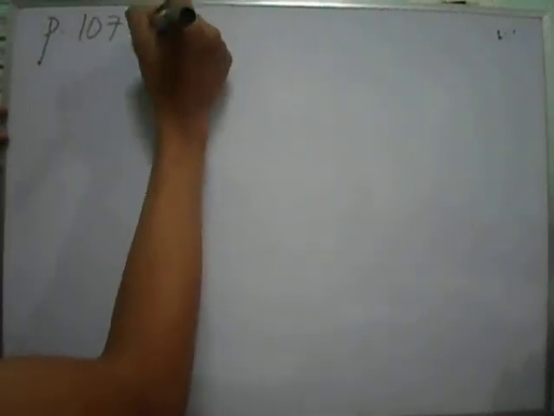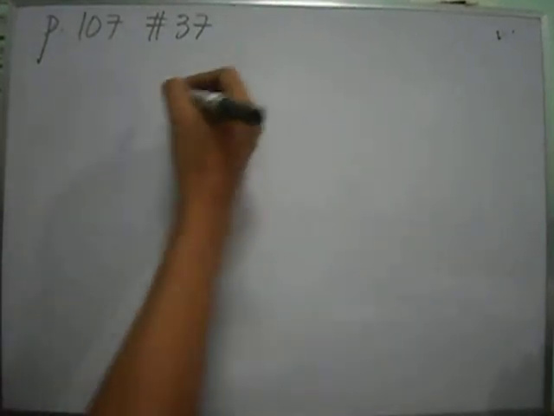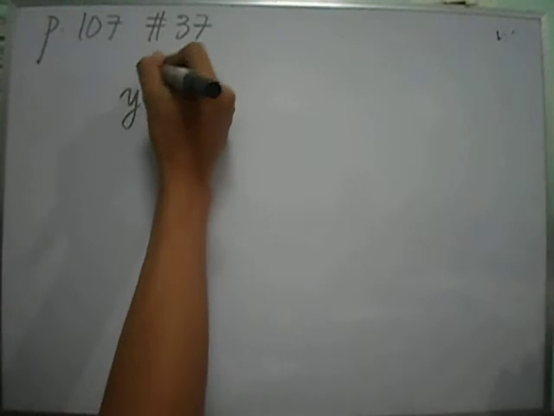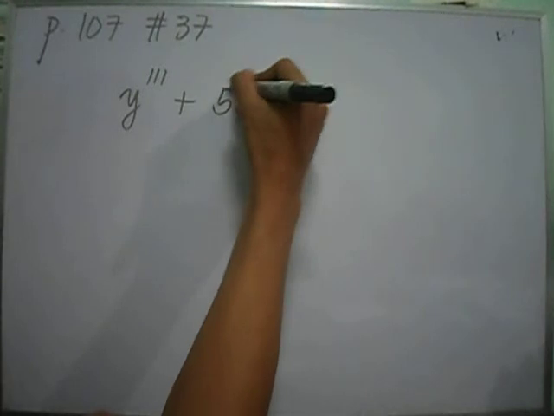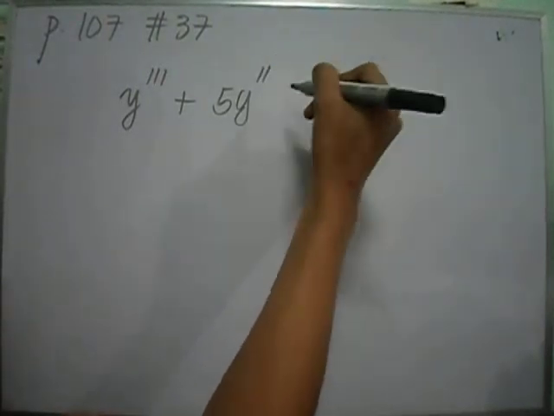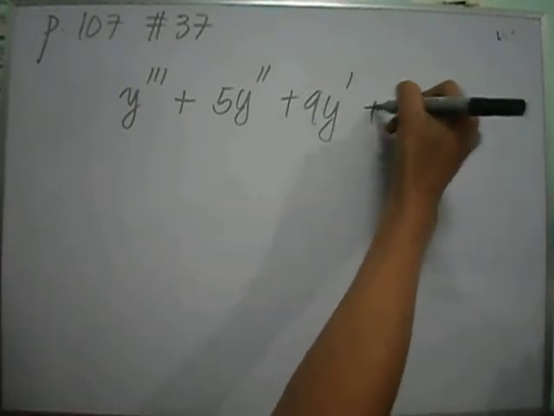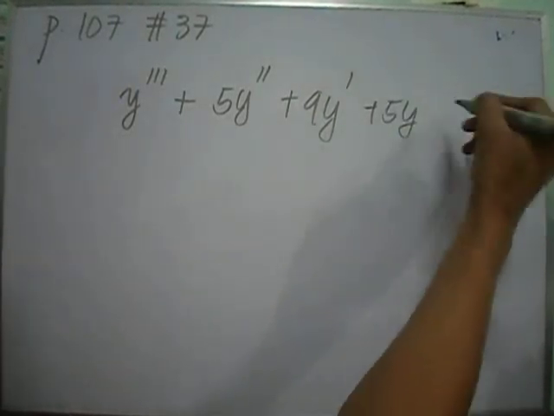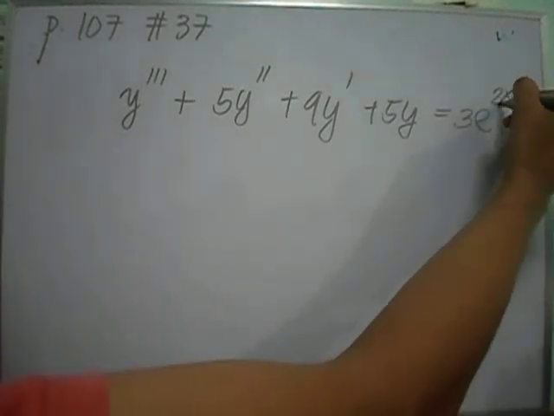Okay, good afternoon. Now we will be solving page 107, number 37. We are tasked to evaluate the following differential equation: y triple prime plus 5y double prime plus 9y prime plus 5y equals 3e to the 2x.